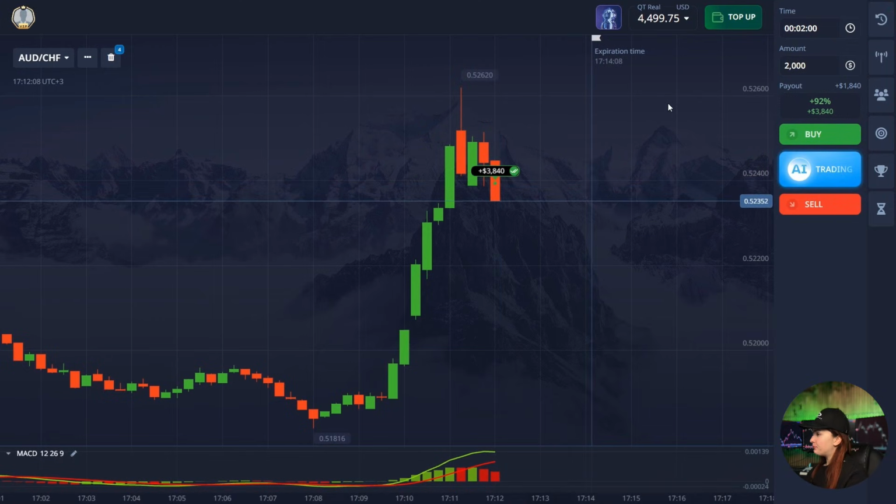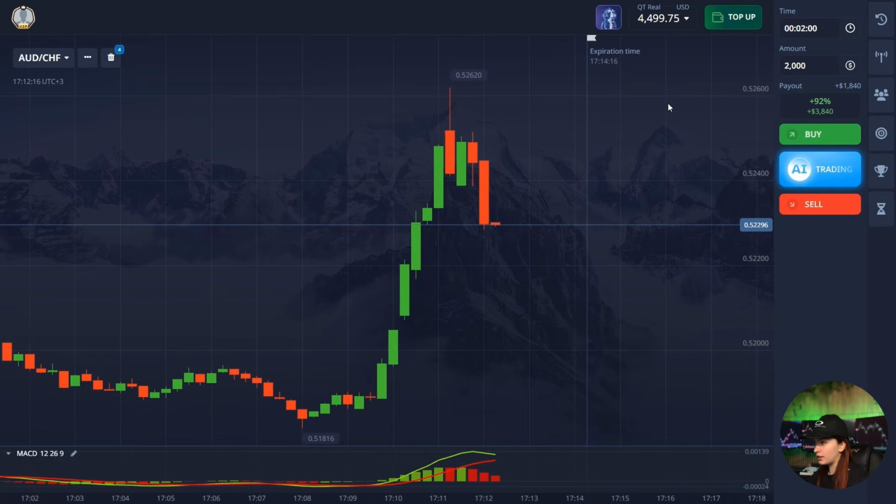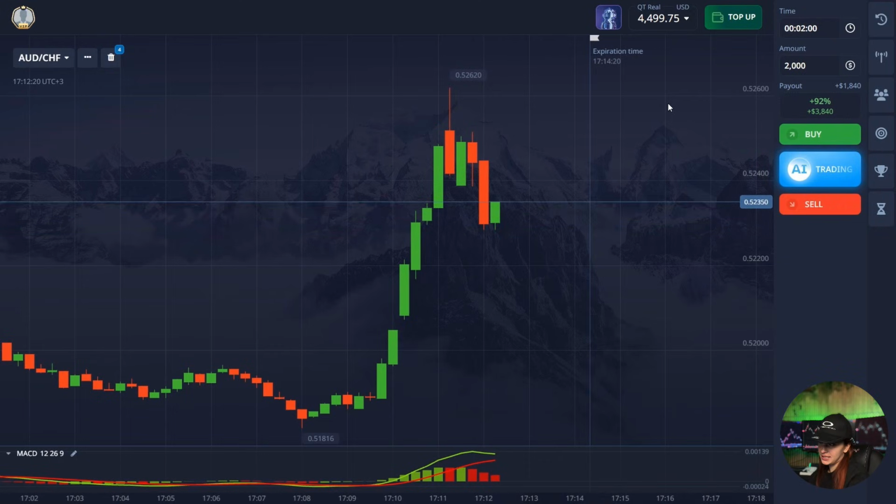Great guys, as you can see, the price showing good growth, and thus this deal brought us a steady profit, and we already have $4,500 on deposit, and I think that a couple more deals will be enough for today. So guys, therefore let's continue and consider the next situation on the market.